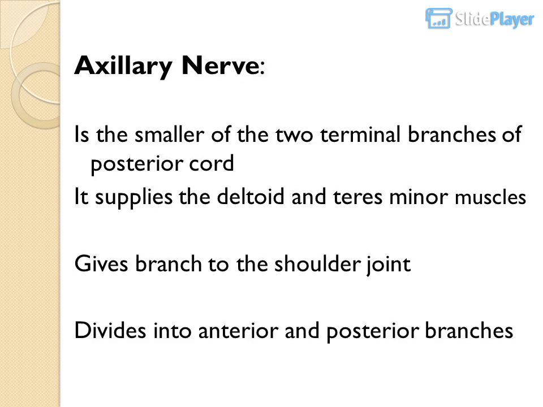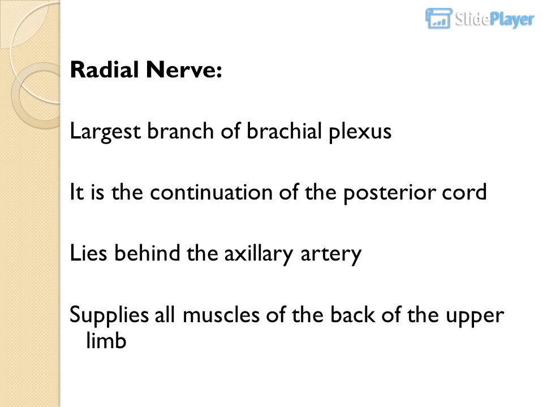Axillary nerve is the smaller of the two terminal branches of the posterior cord. It supplies the deltoid and teres minor muscles. Gives a branch to the shoulder joint. Divides into anterior and posterior branches. Radial nerve, the largest branch of the brachial plexus. It is the continuation of the posterior cord, lies behind the axillary artery, and supplies all muscles of the back of the upper limb.